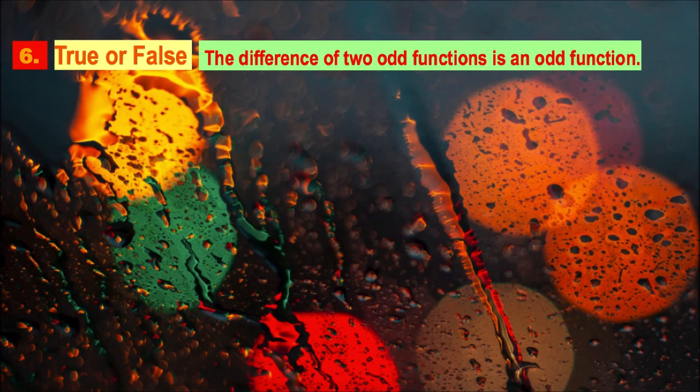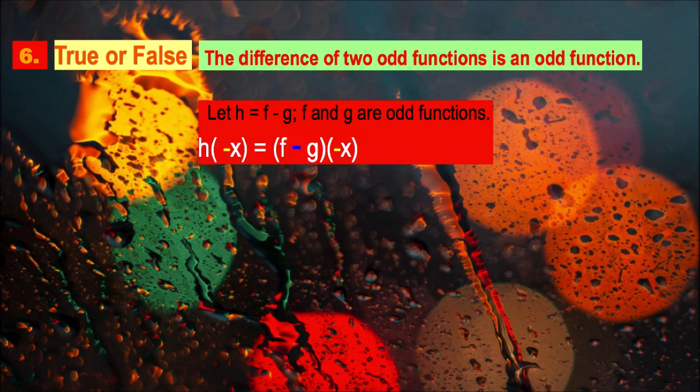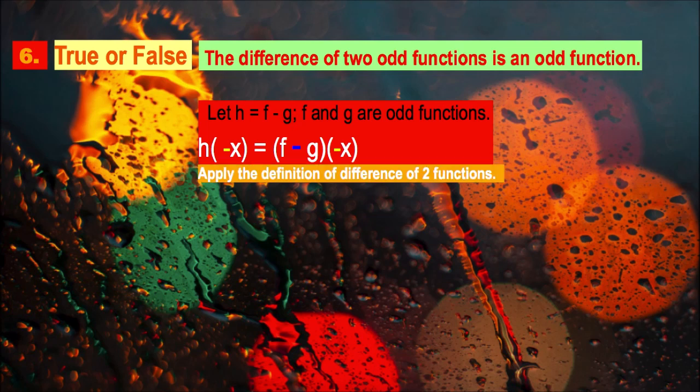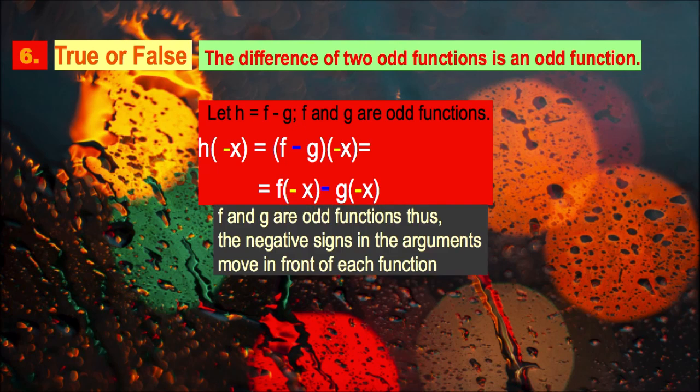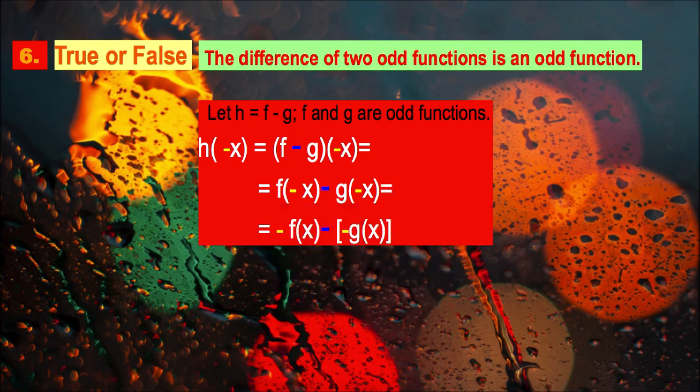True or false? The difference of two odd functions is an odd function. Let h equal f minus g, where f and g are odd functions. h of negative x equals (f minus g) of negative x. Apply the definition of difference of two functions, equals f of negative x minus g of negative x. f and g are odd functions, thus the negative signs in the arguments move in front of each function. Equal to negative f of x minus negative g of x.